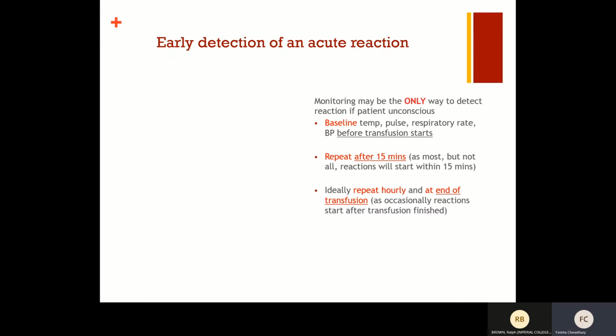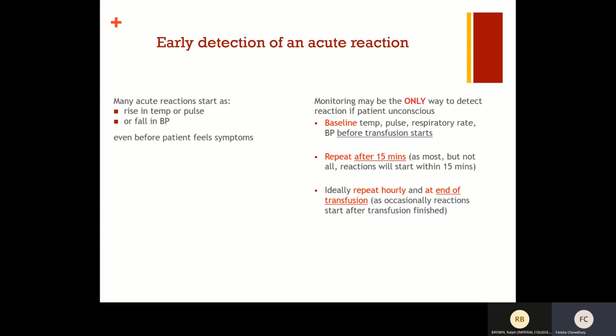So detection of an early acute transfusion reaction is really important, and this is why we monitor the patient. We do baseline observations before we start a transfusion, and it's really important that they're recorded, because we need to repeat them after 15 minutes of starting the transfusion, as not all but most severe reactions will occur within that 15 minutes.